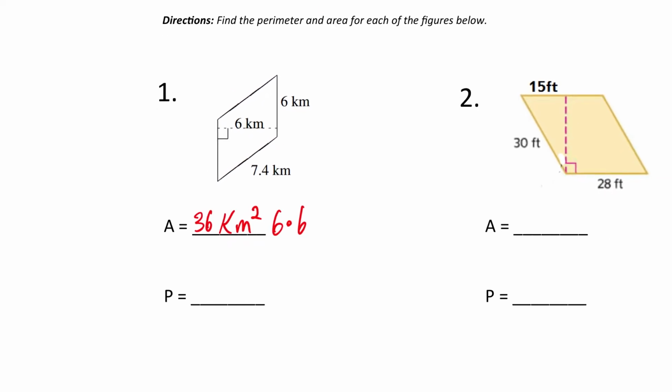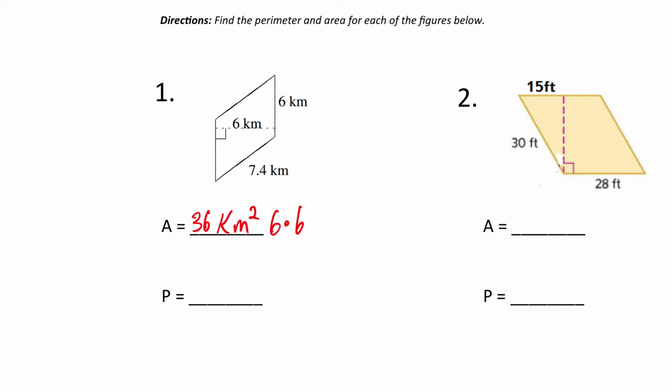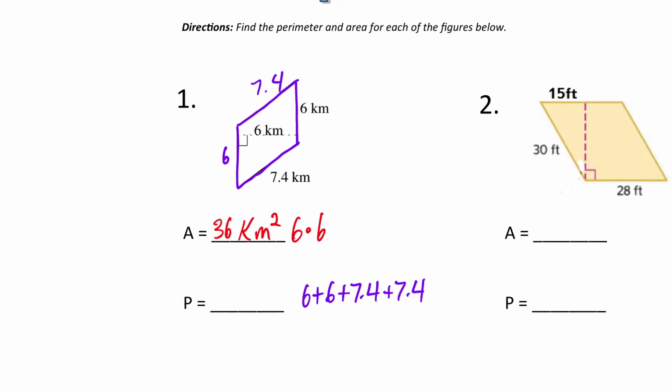Now to find the perimeter of it, what are we going to do? Okay, good. 6 and 6, since this is a parallelogram, opposite sides are congruent. So 7.4 and 7.4. Good, so we're just going to add all those up. 6 plus 6 plus 7.4 plus 7.4. 26.8.